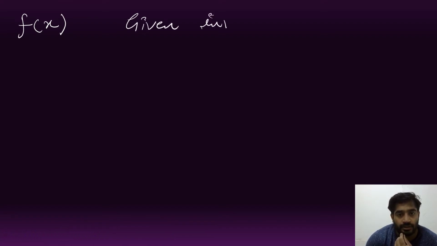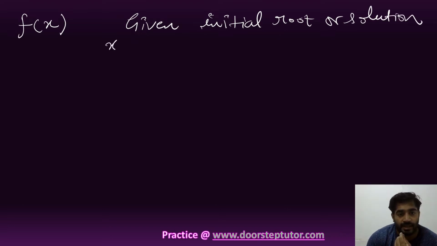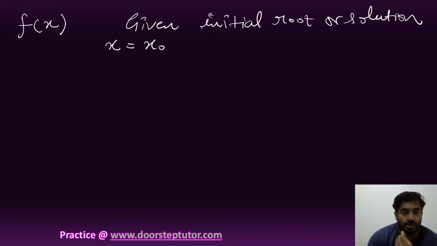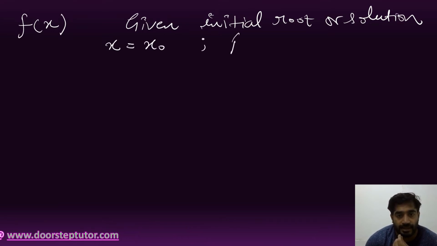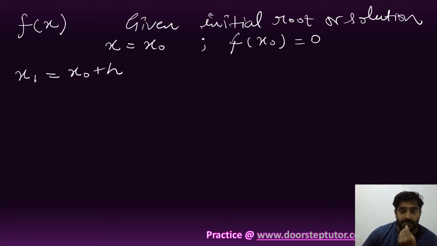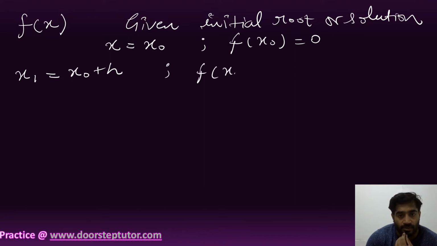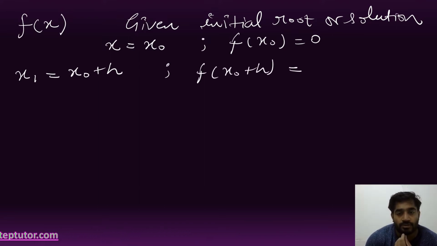the initial root or solution of this equation is at x equals x naught. So I can say that f(x naught) is equal to 0. But a more valid root or more correct root will be x1 equals x naught plus h. So if it is a root, it means the same thing, that f(x naught plus h) must be equal to 0.